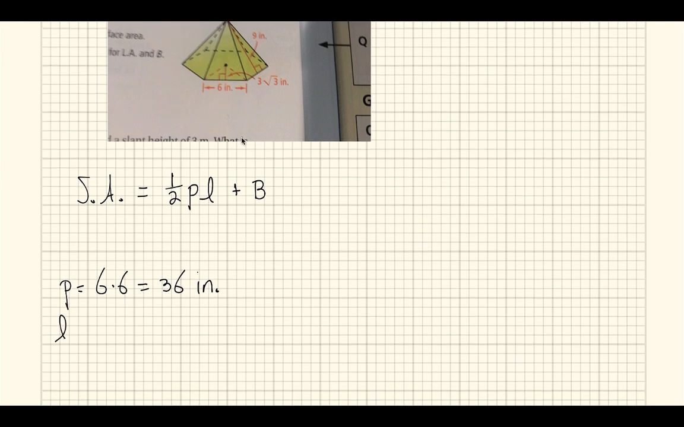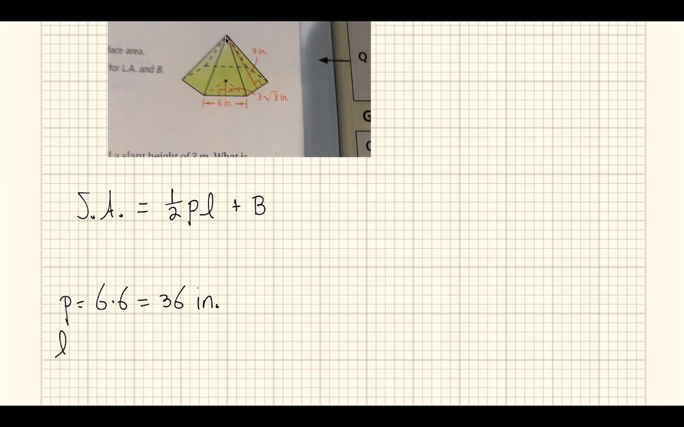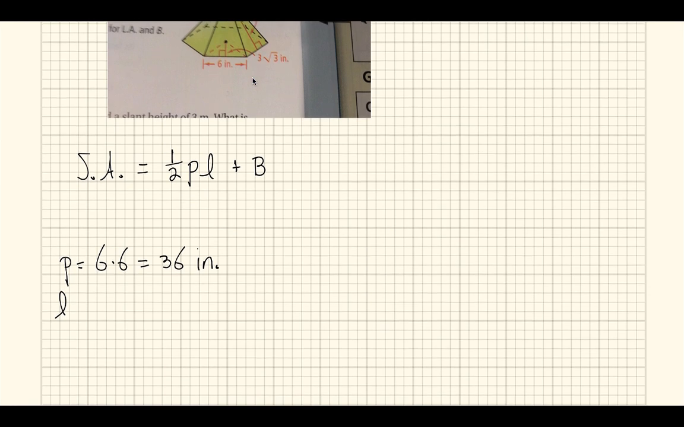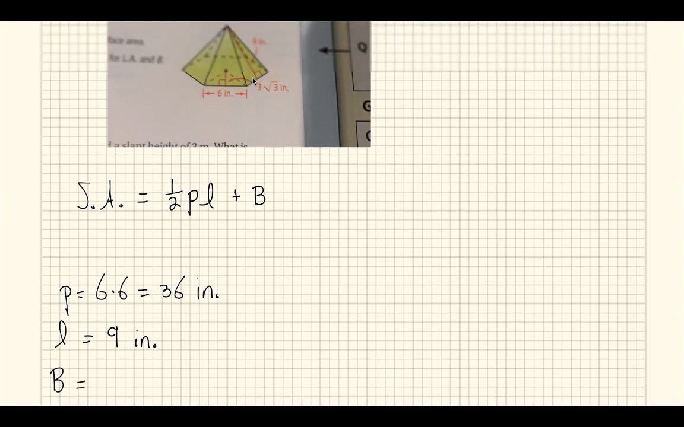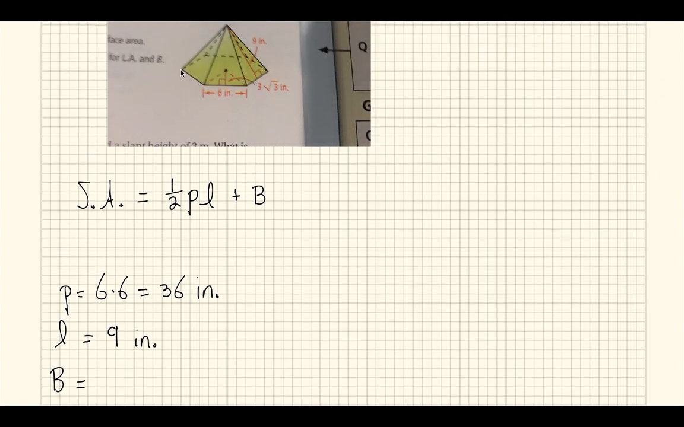All right. L again represents the slant height, which is not the one that goes straight down in the middle. I don't even have that, but it's the one that runs down your lateral faces. So that's a distance of 9. And then the only other thing I need is capital B, which represents the area of the base. So this is the base. I need to find its area.